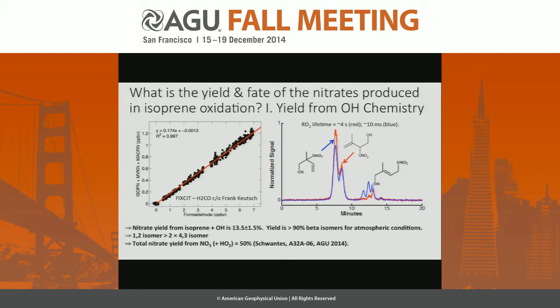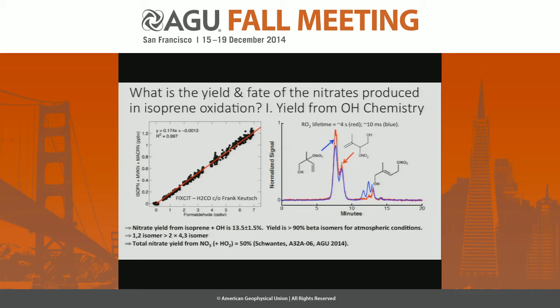One of those parameters that was in Fabian's model was the yield. That is to say, what fraction of these nitrates, what's the fraction of nitrate formation in the isoprene mechanism. And so what I plot here is data from the lab. So this is formaldehyde concentrations as we oxidize isoprene. This is by Frank Keutsch's group. And then this is the sum of the first isoprene nitrate and second generation nitrates from isoprene. And what we can see is that the correlation is beautiful and that the slope is around 0.17.